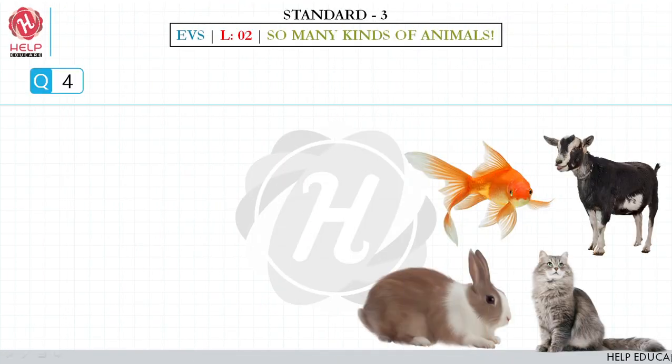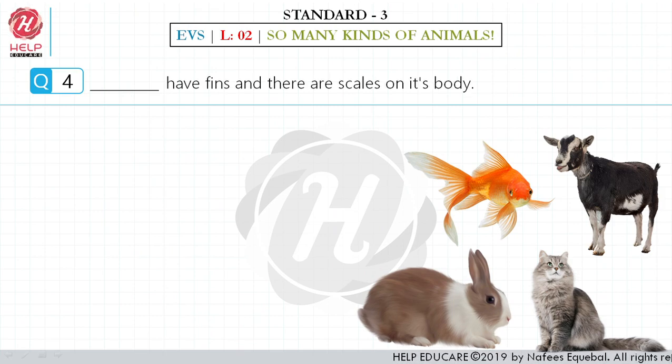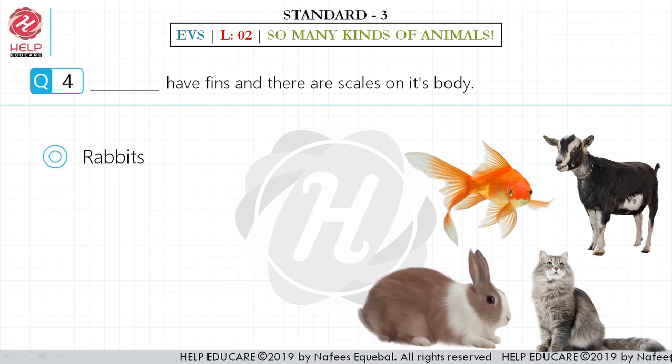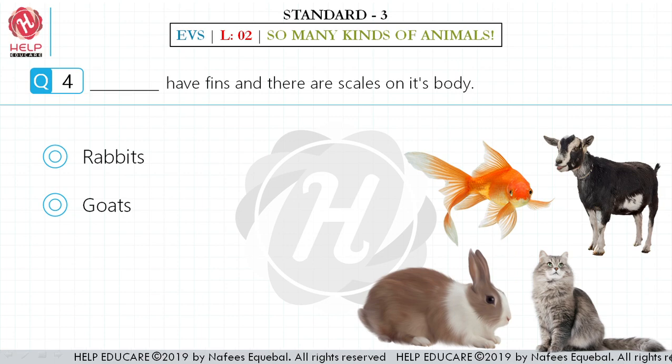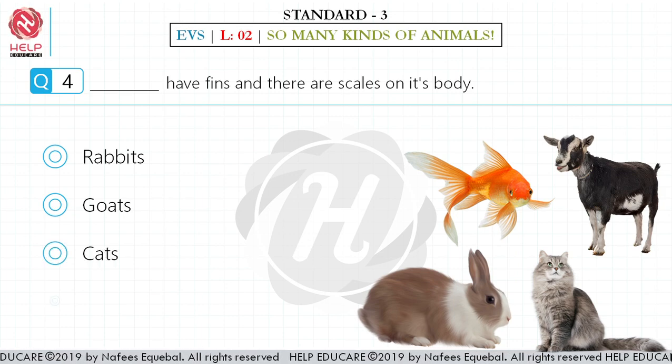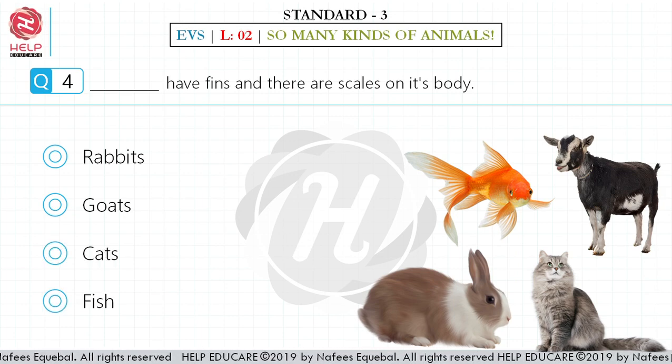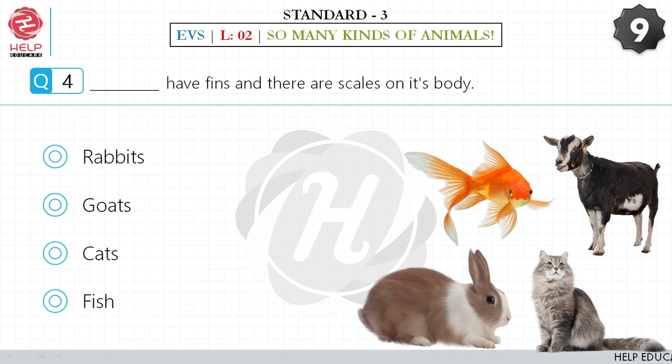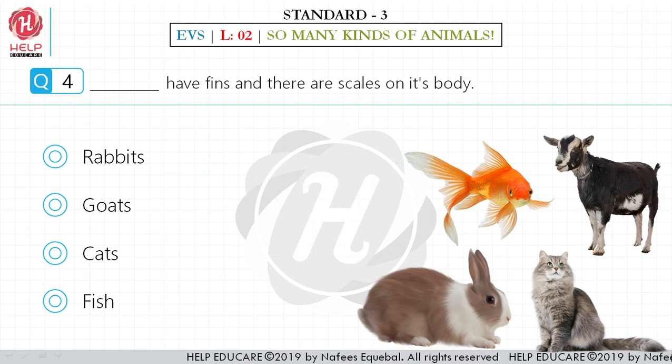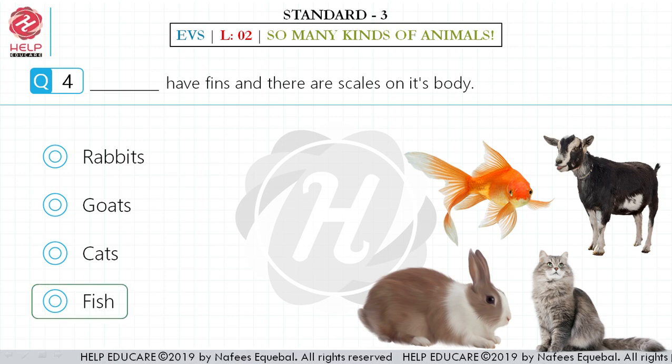Question number 4. Dash. Have fins and there are scales on its body. First option, rabbits. Second option, goats. Third option, cats. Fourth option, fish. Here, time starts now. Correct answer is fish.